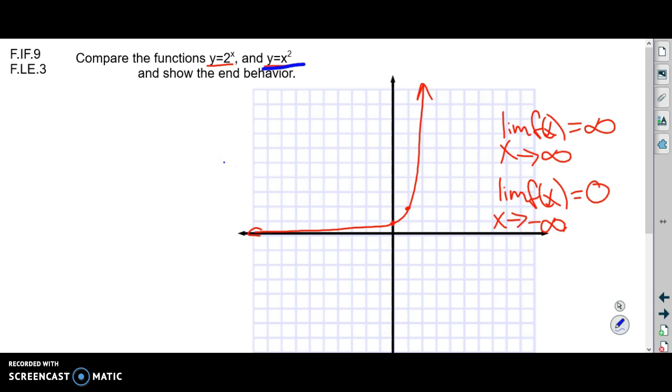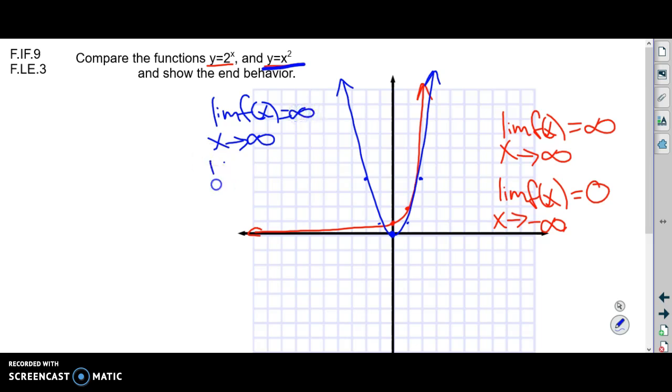So we're going to switch to blue and graph y equals x squared. So this graph is going to be a parabola. So we're going to have our point right there. We're going to go over 1, up 1, over 1, up 2, then 1, 2, 3, 4. And it's going to look something like that.